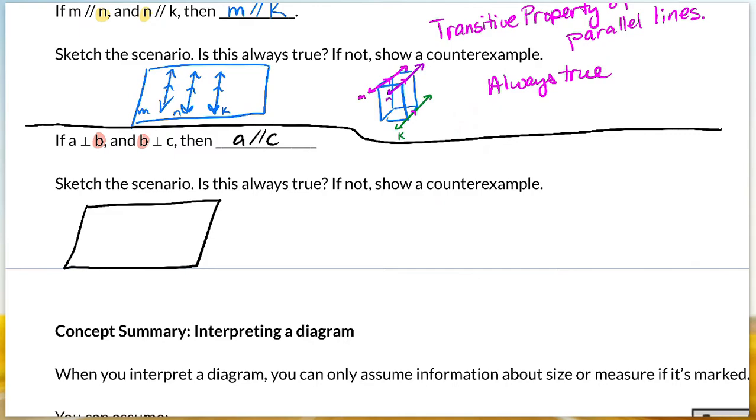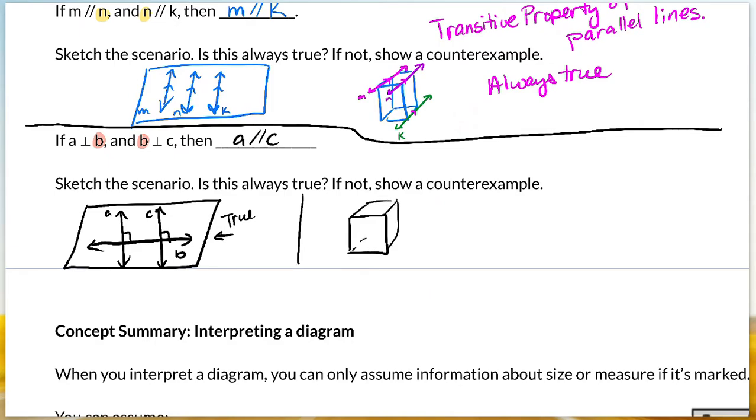So we have B, and B is perpendicular to A and C. So I'm going to start by drawing B, and I'm going to draw A and C perpendicular to it. There's A and C. And if A and C are perpendicular to the same line in the same plane here, like so, they would be parallel. So it's true for this image. But if we go three-dimensionally, then it can be false. And I'm going to show you two diagrams of this in 3D where it will make this a false statement.